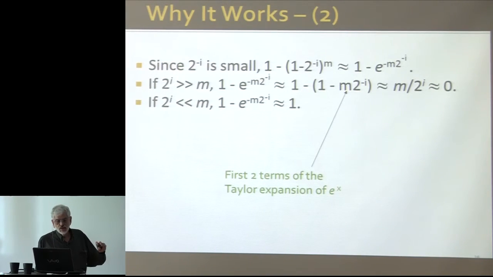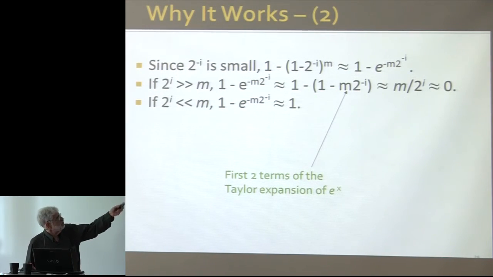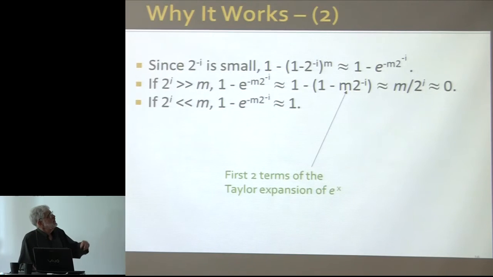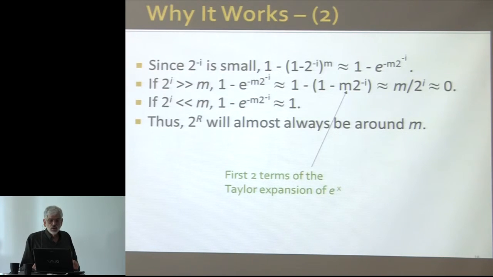On the other hand, if 2 to the I is much less than m, that is, if I is much smaller than you'd expect, then e to the minus m times 2 to the minus I is e to a large negative number, and that's essentially 0, so it's 1 minus 0, which is approximately 1. So this says you always get close. That is, the estimate will always be around m.